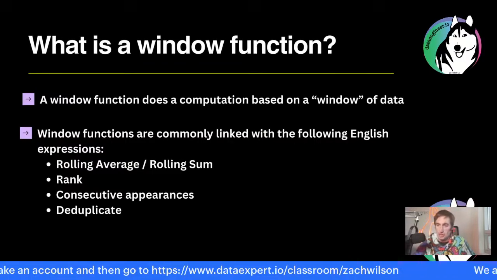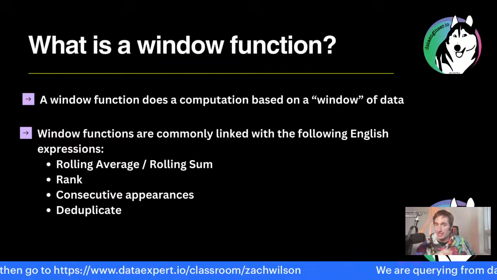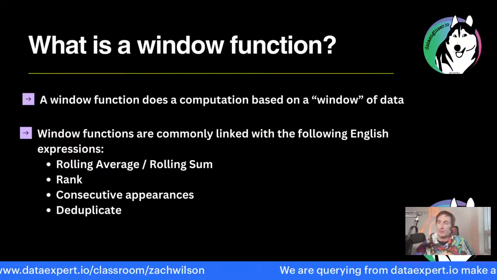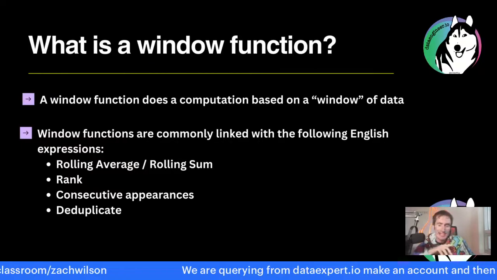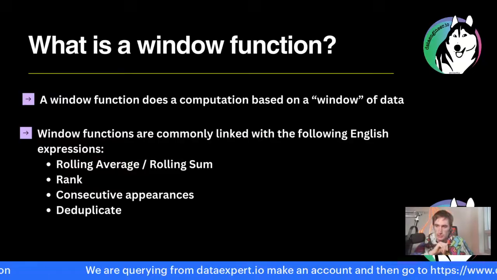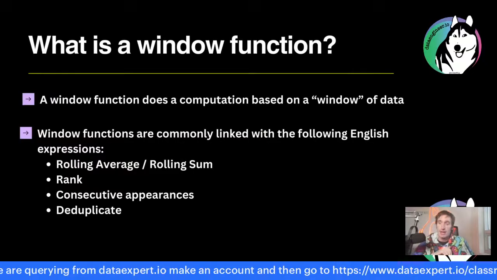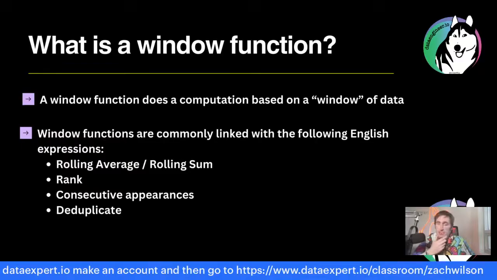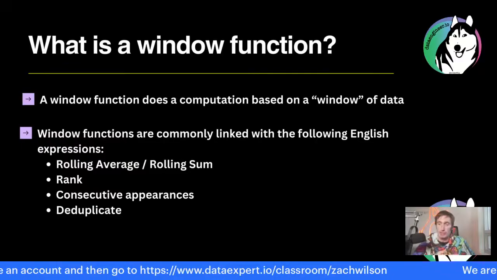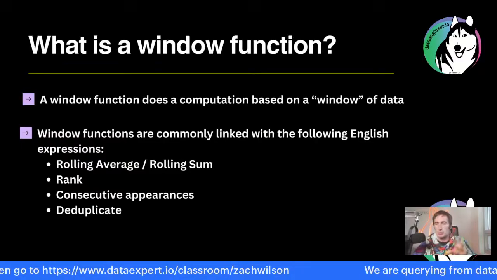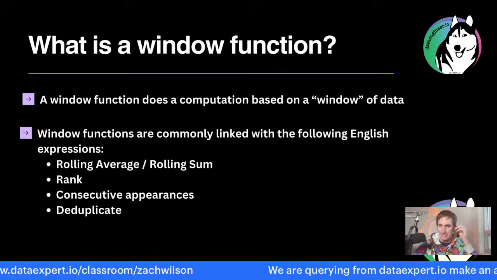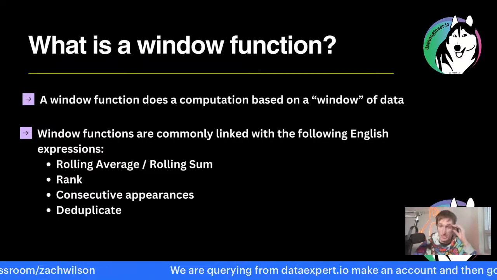But for these keywords, rolling, rank, consecutive, deduplicate, almost always deduplicate is the one where you can get away with using just a group by some of the time. A lot of the times with deduplication, you need to use row number and cut it up that way. So we'll go a little bit deeper into this because we are covering window functions today.